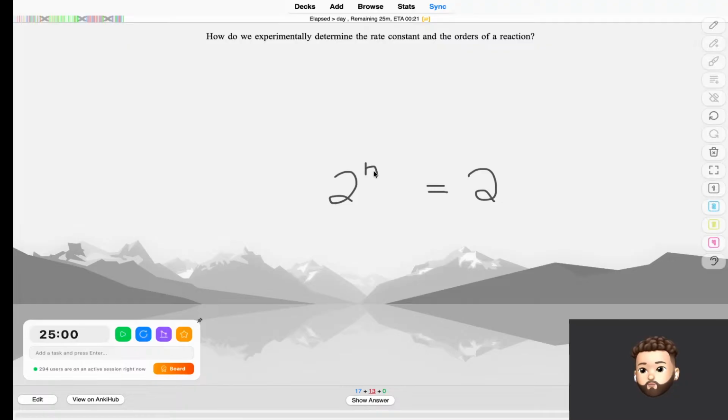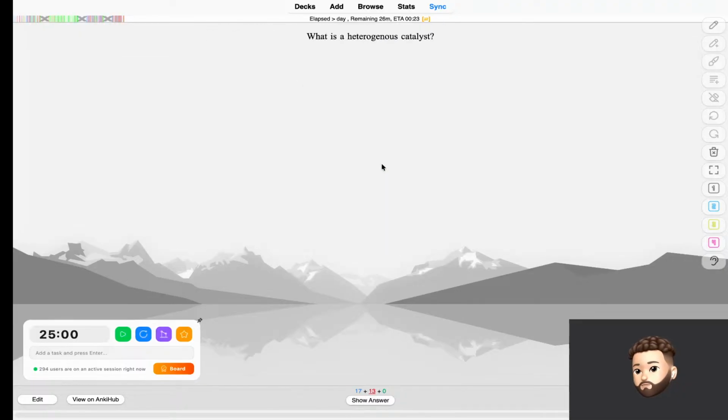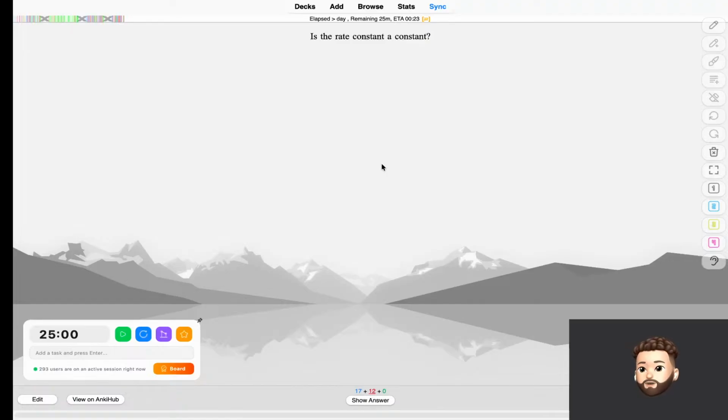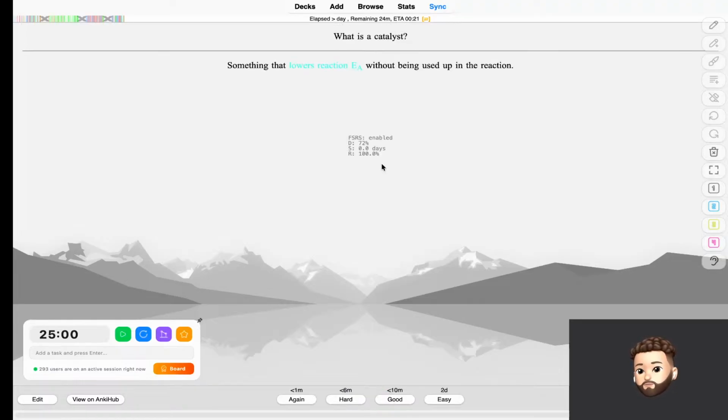This n is the most important, pretty much the order of the number after looking at both of those things. What is heterogeneous? The catalyst is in a different phase from the reactants. No, it depends on the conditions of the reaction. What is a catalyst? It is an enzyme that lowers the activation energy without being consumed.